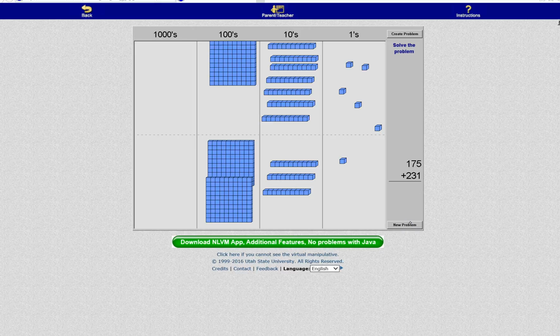So they set up the problem. I guess we could have one where they set it up, or we just give them something like this and show this representation here. So it's 175 plus 231. And maybe they fill in these components, but we don't let them fill it in until they've regrouped it. So here, it doesn't show the 6 here until we've regrouped the tens place. Okay, so there's exactly 10.